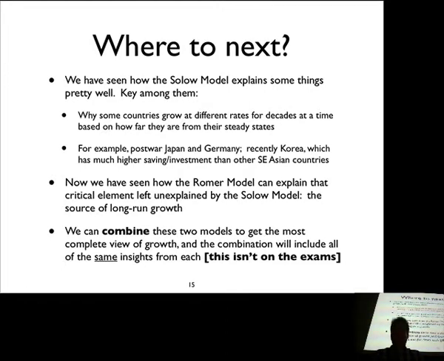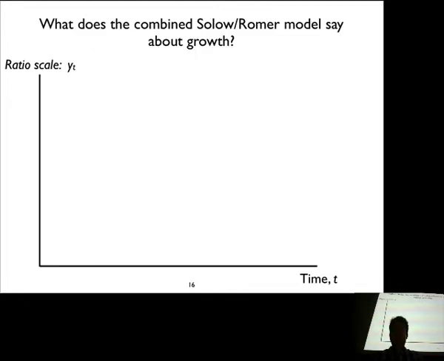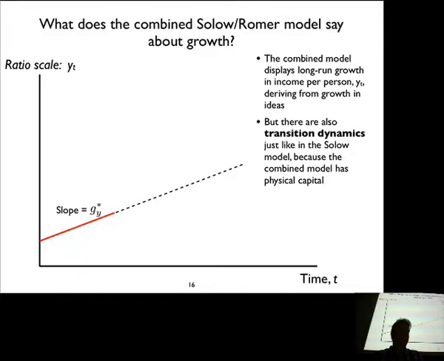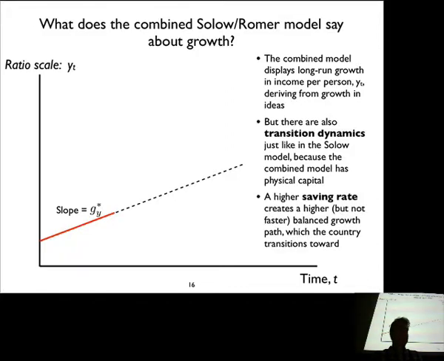If these get combined, in the appendix you can see a graph that looks kind of like this. There's long-run growth in income per person that derives from growth in ideas. Suppose along this growth path, there's some increase in the saving rate. That gets you the transition dynamics toward a higher balanced growth path. And it would look kind of like this.